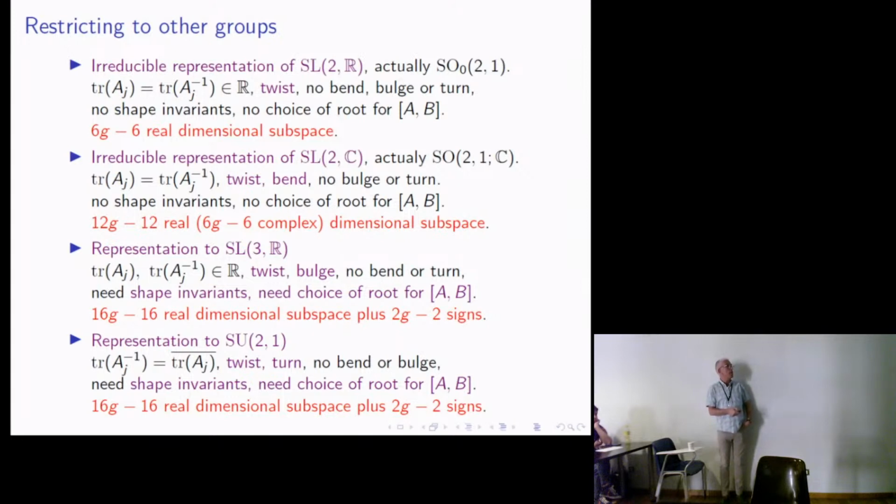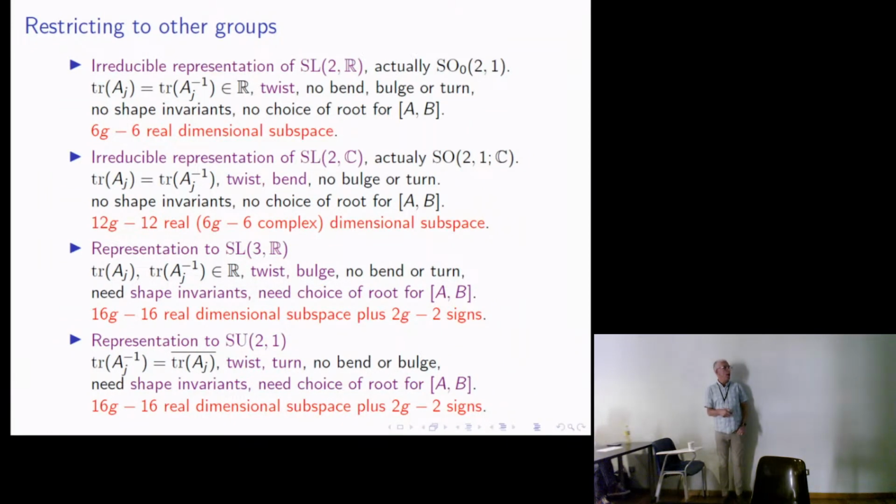If we have SL2C, the irreducible representation is the complex orthogonal group, SO21C. It's not the unitary group, it's the complex orthogonal. So here again, the trace is equal to the trace of the inverse. That's now a complex number. We have a twist and a bend. These are the usual twist and bend from the quasi-Fuchsian world. We have no shape invariant, or rather we have a graph. No choice of a root. Again, we have a repeated root of that quadratic polynomial. I get a 12g minus 12 real, or in fact 6g minus 6 complex dimensional subspace.